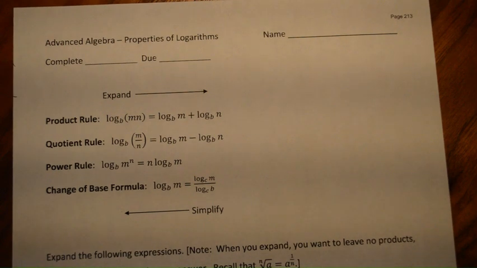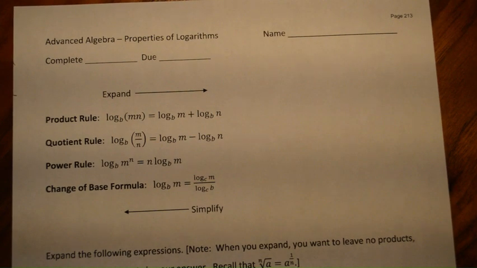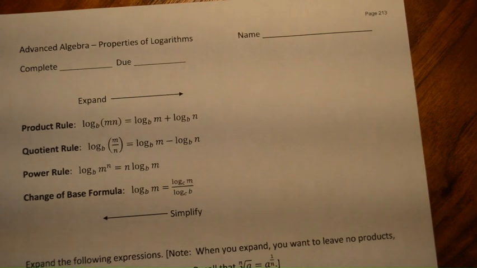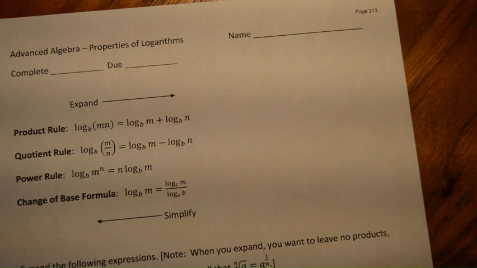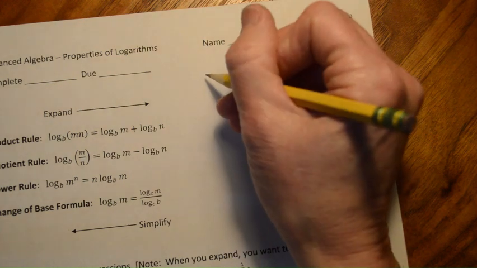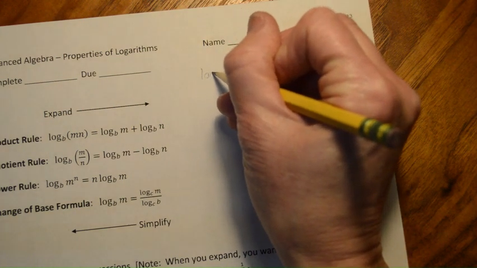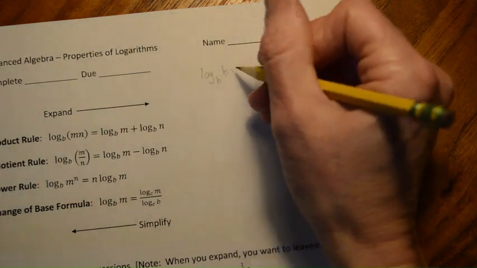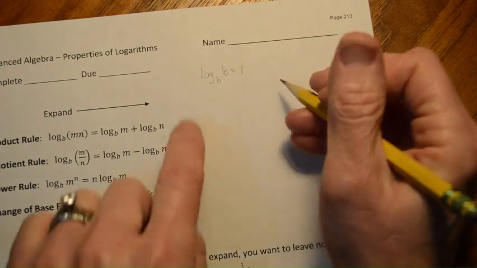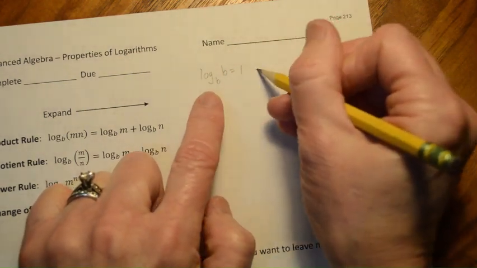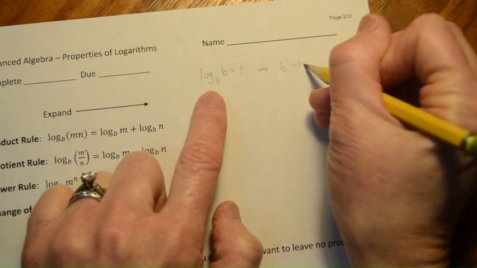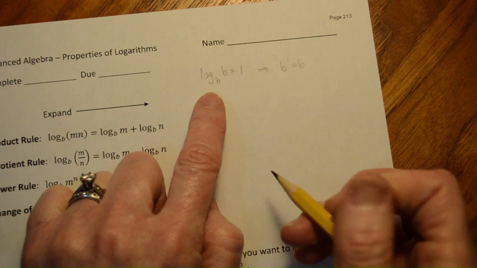Okay, so would you make sure that you're on page 213 in your workbook so that we can talk about properties of logarithms. There are a couple that aren't listed on here that I just want to make note of. The first is that if I have log base b of b, that just equals 1. Hopefully that makes sense, because remember that if we change this into exponential form, this would say b to the first equals b, right? Which hopefully makes a lot of sense to you.